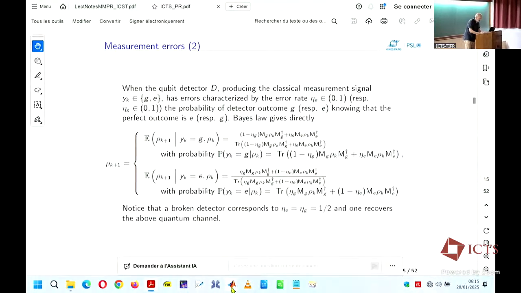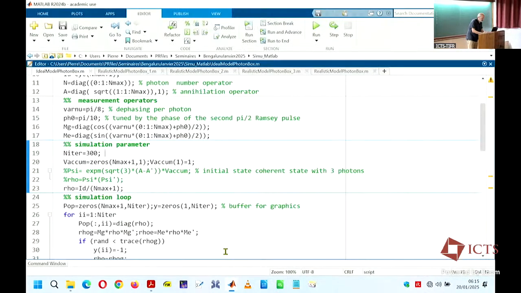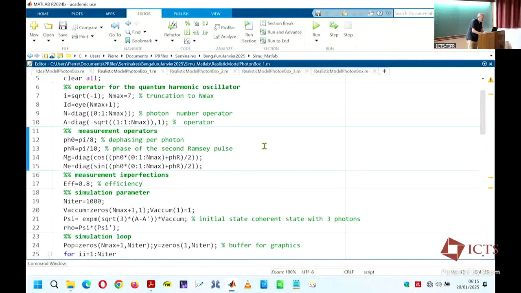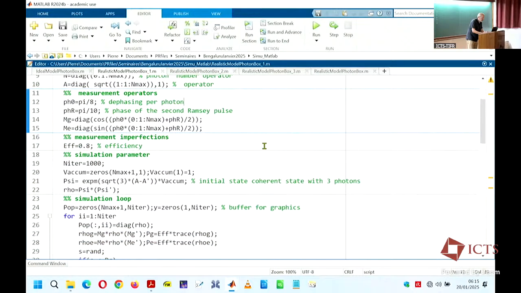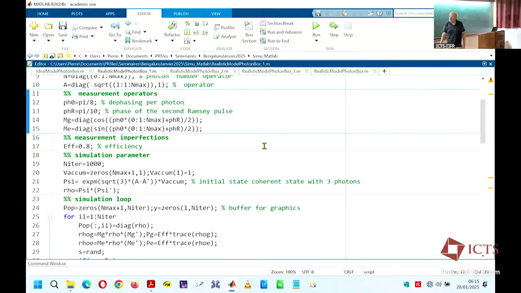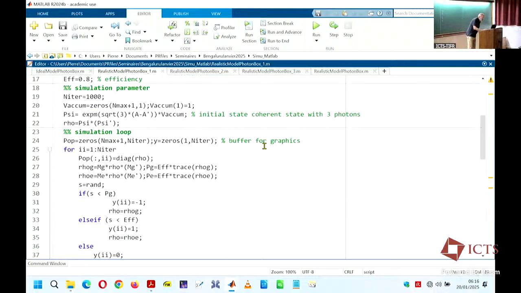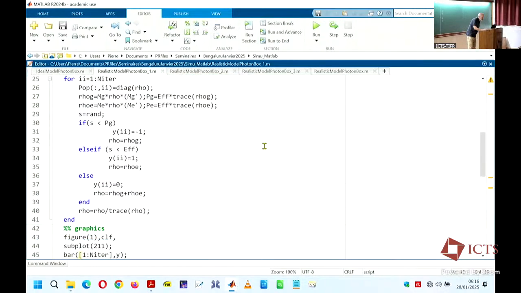On MATLAB script, in fact, this kind of thing. Okay, it is exactly simulation. Yes, it is here. In this case, it is detection efficiency. It's a little bit different. So from time to time, detection is not perfect, and so on. At the end, you will have all the details in the notes. So you have some mixing like this.